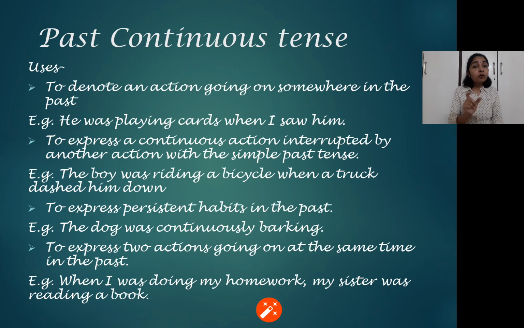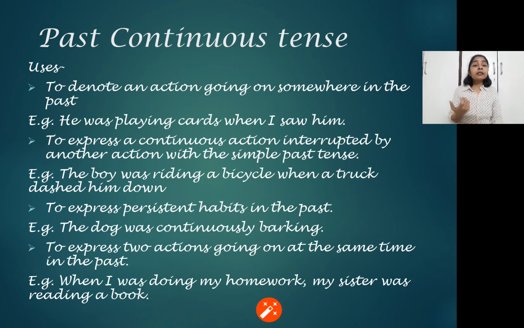For example, the dog was continuously barking. Okay, the students were continuously talking, means they were continuously talking for some time, for a period of time, for a few minutes, but they were continuously talking. So in the past somewhere it happened that the students were continuously talking. So here we use the past continuous tense.